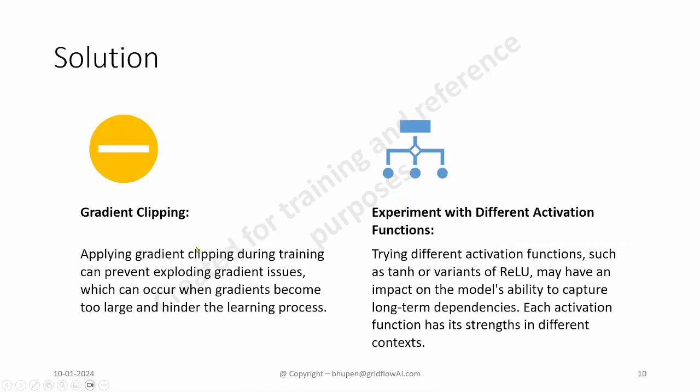Gradient clipping is another method, where if the gradient value is becoming really, really big, then we try to clip the values of the gradient. You can also try various different activation functions to contain the problem with long-term dependencies.